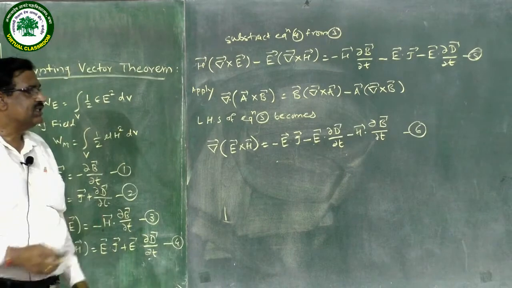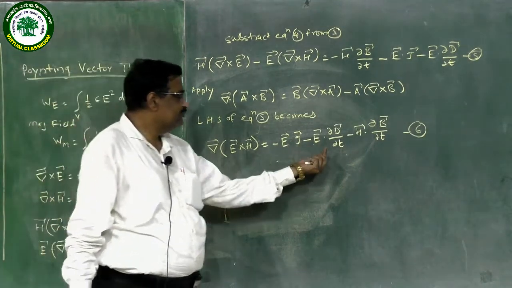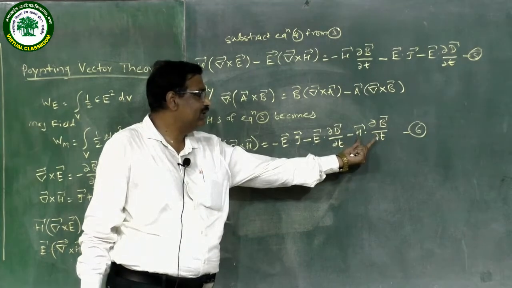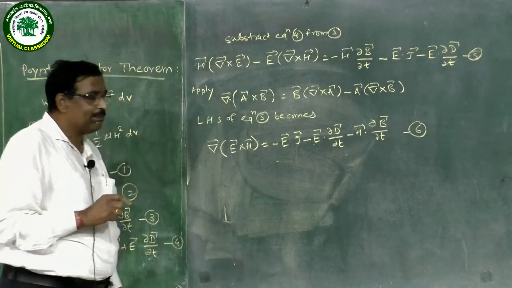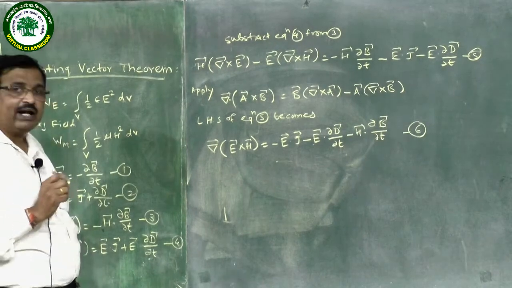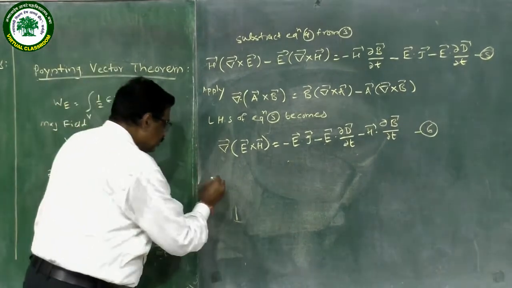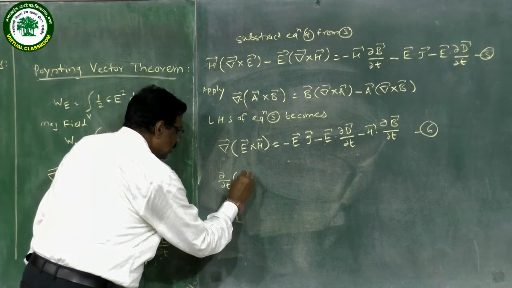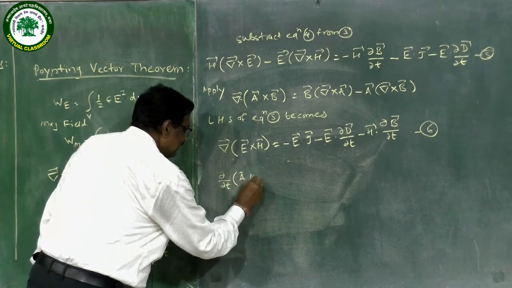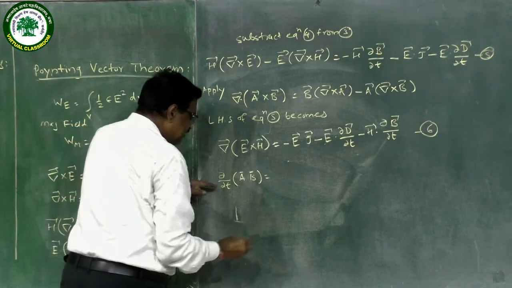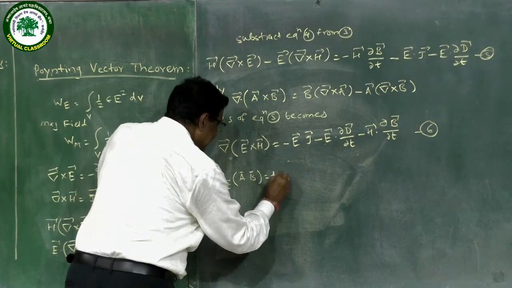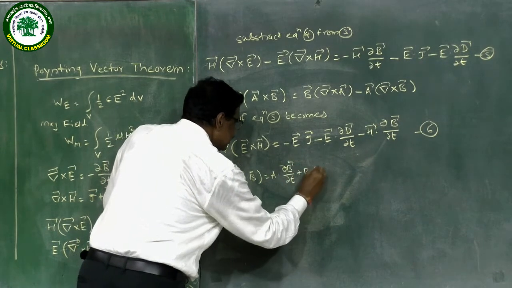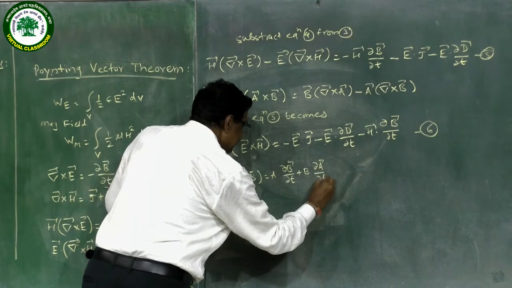Now in equation 6 we have a new term which arises, E into ∂D/∂t, and here we have H into ∂B/∂t. That means we again apply a vector identity. Suppose we have the time derivative of the product of two vectors, one is vector A and another is vector B. Then it should be written as A into ∂B/∂t plus B into ∂A/∂t.